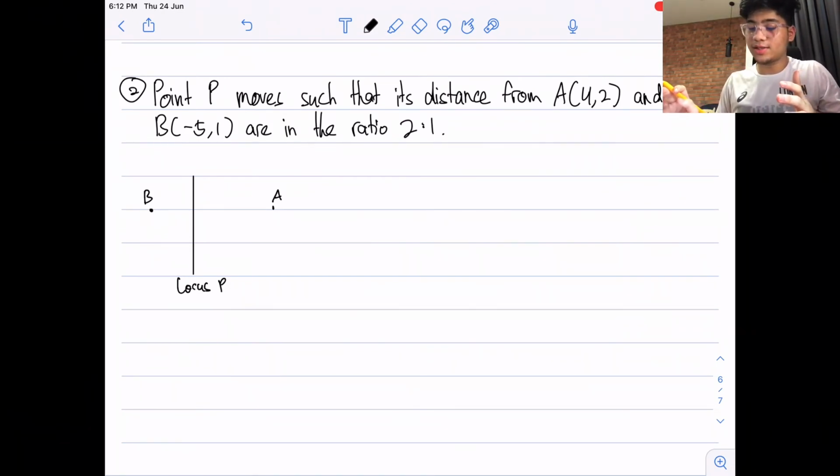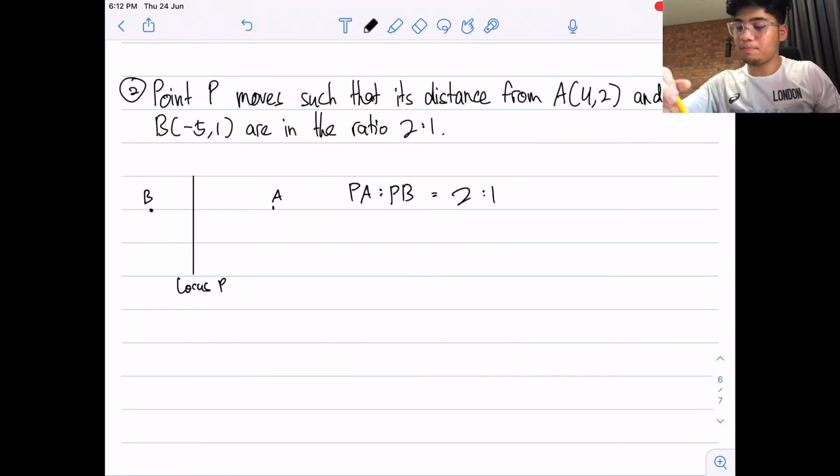Keep in mind, the way I'm doing this question works even when there is no ratio, as in, let's say point P was equidistant from A and B. You would just have to write PA equals PB. But in this case, since we know it is in the ratio of 2 to 1, that means PA to PB equals 2 to 1, alright? Because it says P is the distance from A and then B. That means PA will be equal to 2, PB will equal to 1.